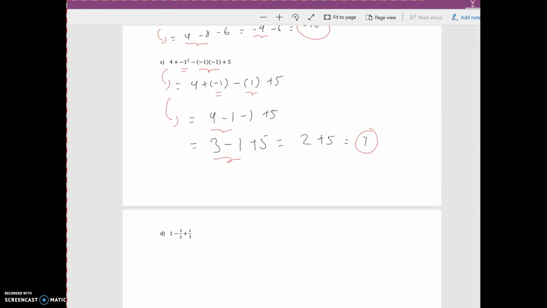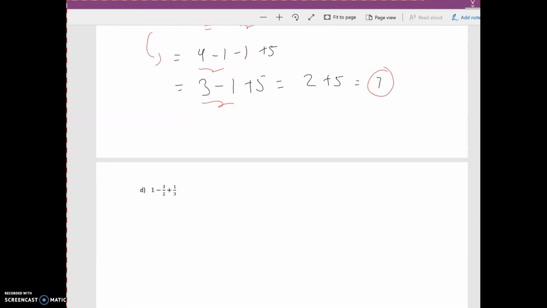Okay, let's go to problem D. And in problem D, what I'm going to do is I'm just going to rewrite all the terms as fractions. So this is 1 over 1 minus 3/2 plus a 1/3. And then, well, notice that the LCD is equal to 6. So what I'm going to do is I'm going to put the LCD on every one of the terms. In this case, times 6 times 6. This one multiplied times 3 and times 3 times 2 and times 2.